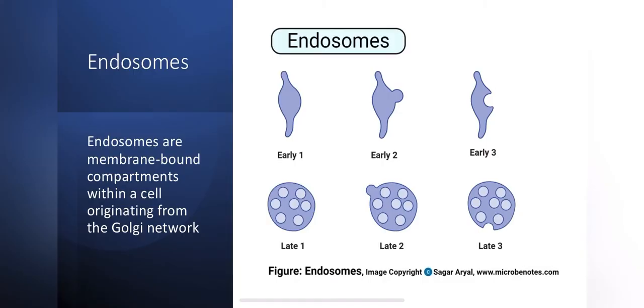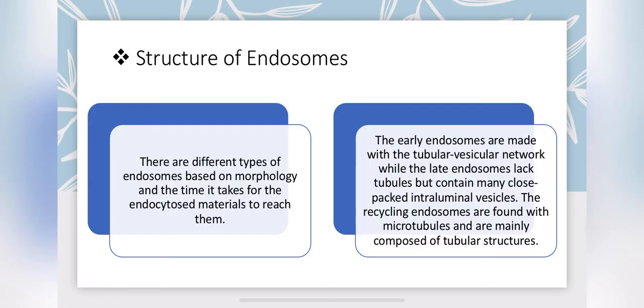Endosomes. Endosomes are membrane-bound compartments within a cell originating from the Golgi network. Structure of endosomes. There are different types of endosomes based on morphology and the time it takes for the endocytosed material to reach them. The early endosomes are made up of a tubular vesicular network, while the late endosomes lack tubules but contain many closely packed intraluminal vesicles.